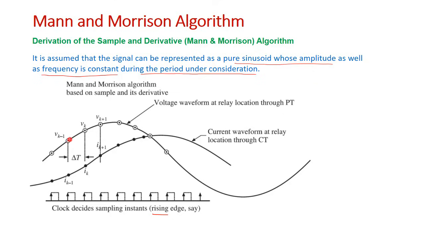Now we have three samples: Vk, Vk plus 1 and Vk minus 1. By using these three samples, let us see how we can extract the phasor information. Let us consider the signal Vm sine omega t plus theta v. This is a voltage signal, therefore the phase angle is denoted by theta v.